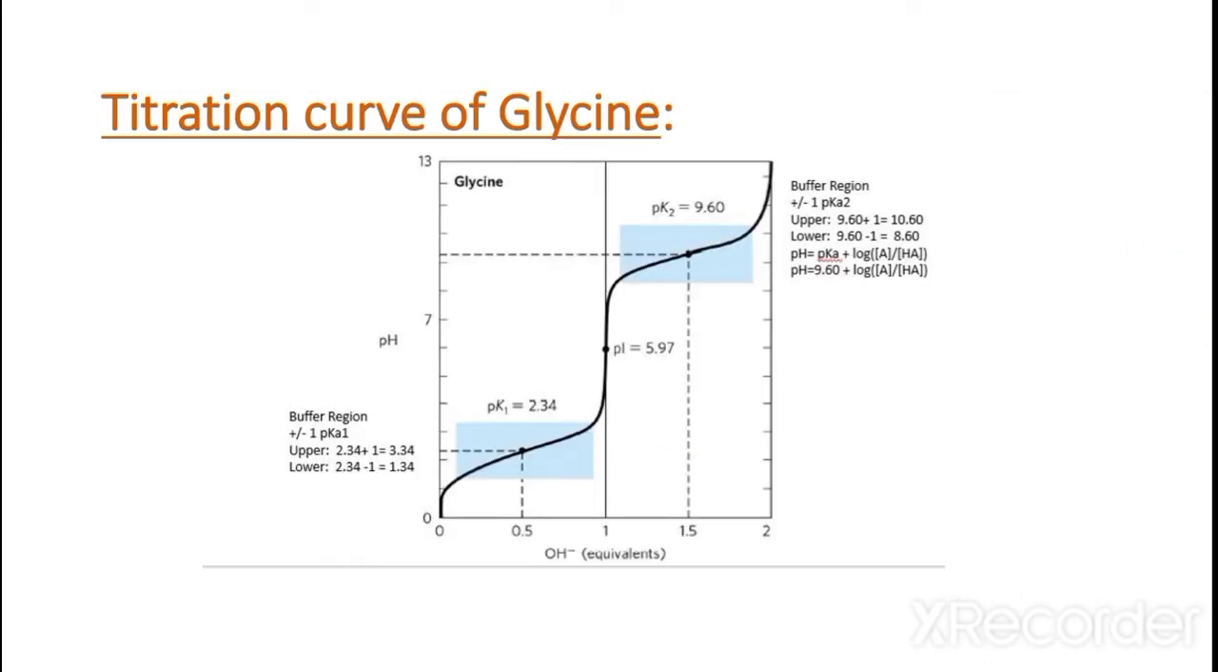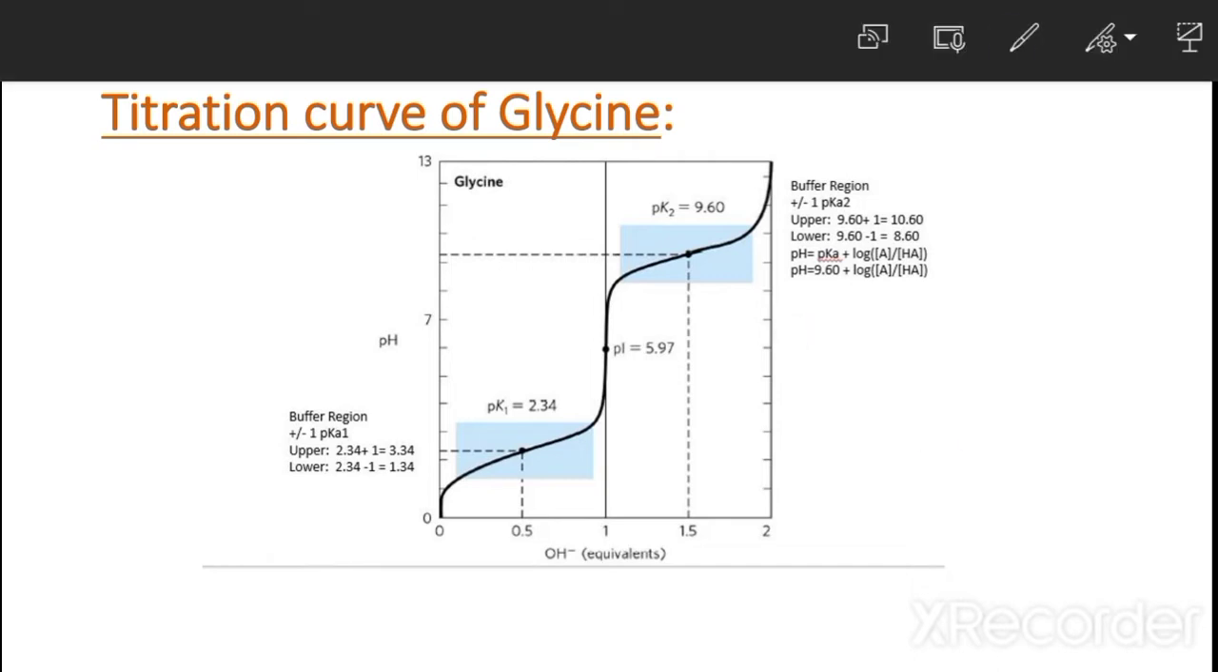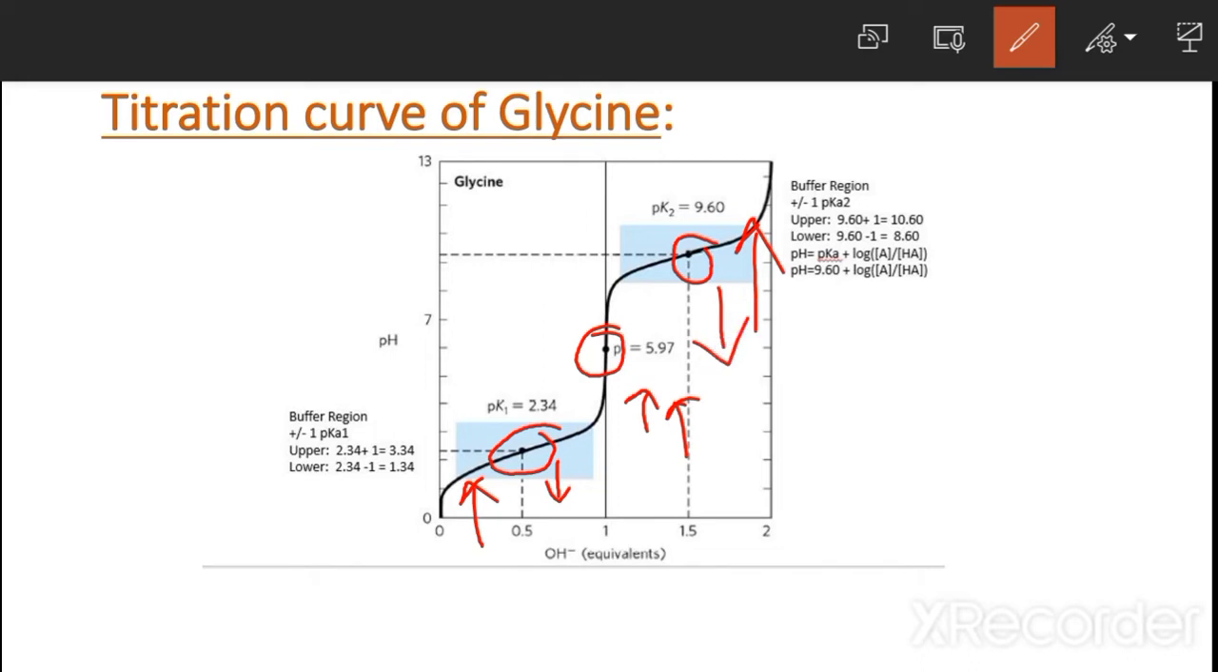Titration curve of glycine. Here is the experimental data. Here glycine at pK1 2.38. What I say is that pH is low and proton is high, and this is the pI condition. Here pH is intermediate and proton will be intermediate, and at pK2 here pH is high but proton concentration is low.